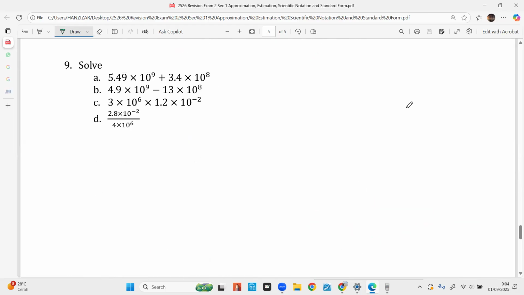Now, 9. There. My goodness, this is so hard. They have so many questions here. So what is hard is only A and B. The other will be very easy. Let's see.